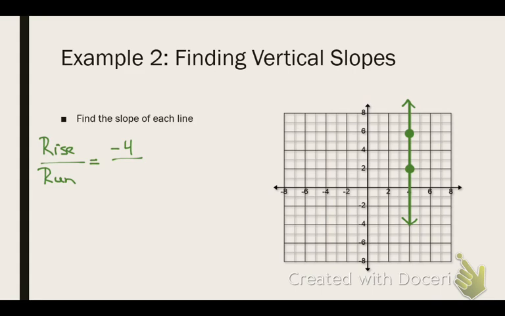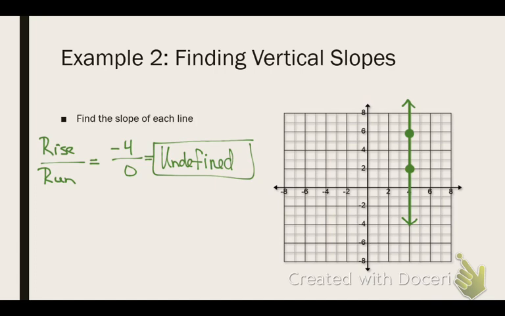So what happens when you have 0 in your denominator? It's undefined. Anytime you have a vertical line, your slope will be undefined. So you have 2 exceptions. If it's a horizontal line, your slope is 0. You show that in your fraction with 0 in the numerator. If it's a vertical line, your slope is undefined, meaning 0 is in your denominator. There's no movement on the x-axis. So those are your 2 exceptions.